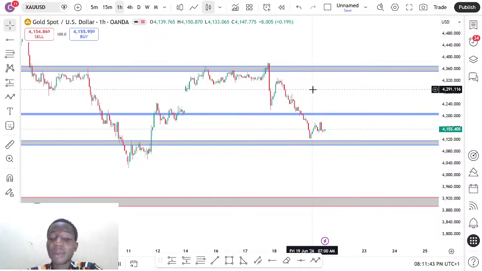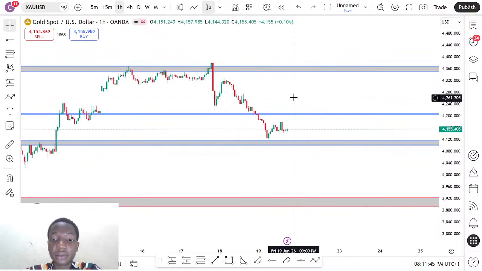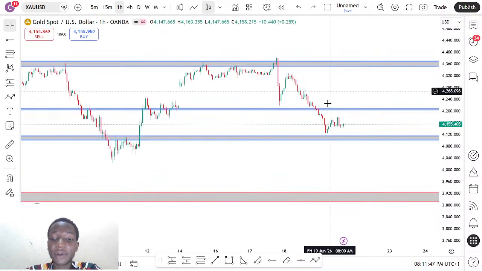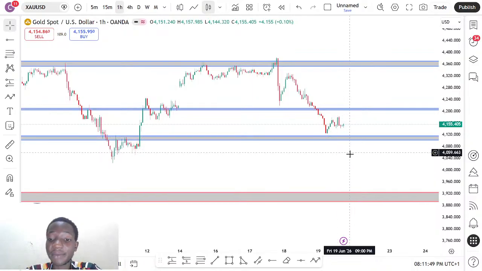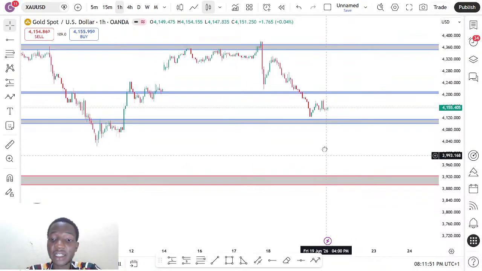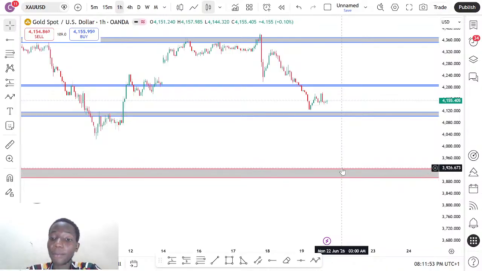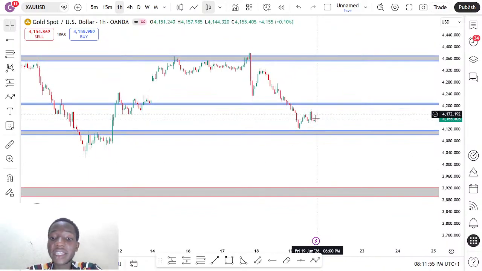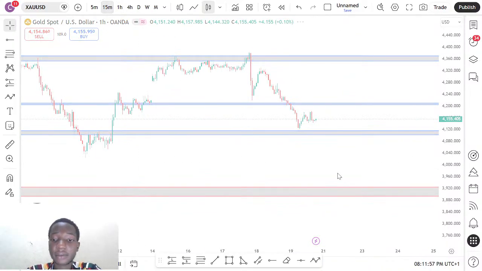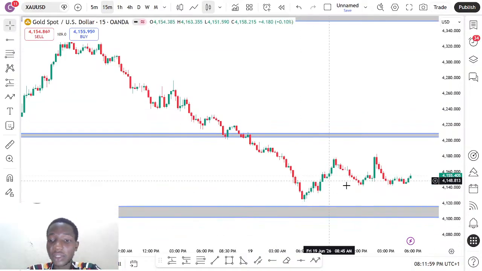candlestick, pin bar candlestick from the 1 hour time frame, or it breaks below, then I'm taking it to this side here. Once it breaks, I'm coming back to this place. Once here, I'm taking it. Let me go to a lower time frame.